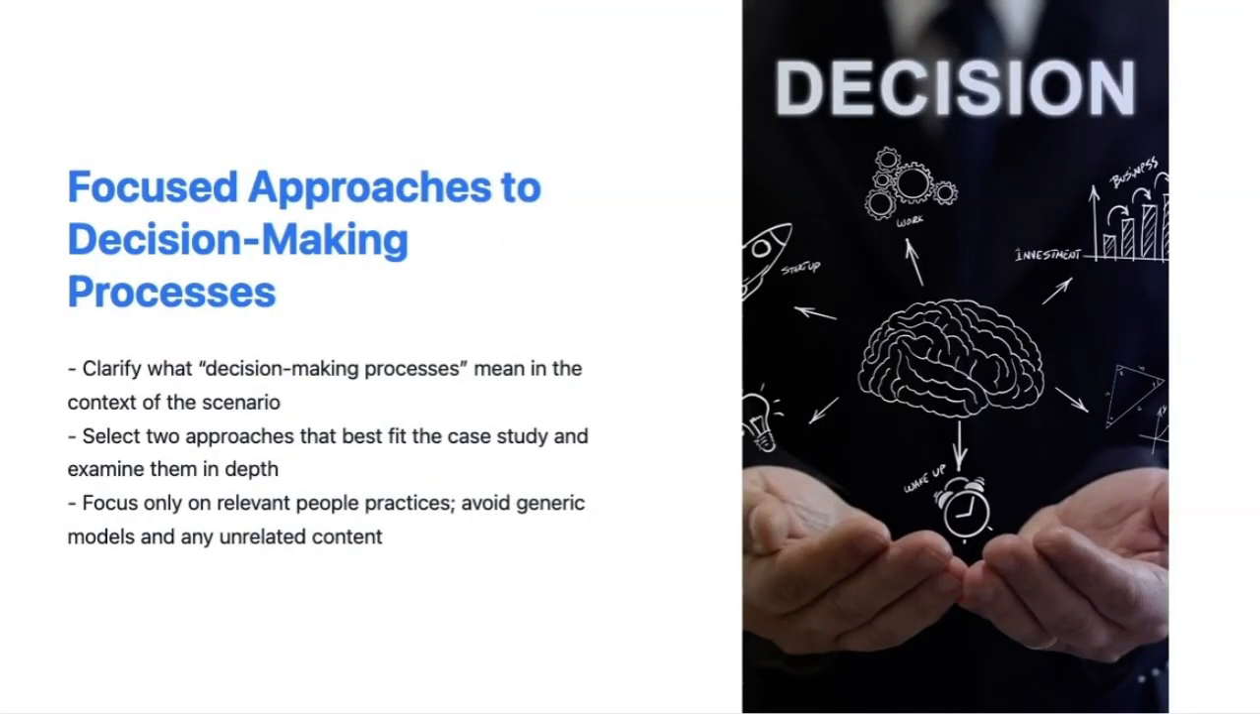So, what does decision-making processes actually refer to in this context? Focus on people practices that are relevant to the scenario. Since the question asks for two approaches, it's better to go deep rather than wide. Pick two that really fit the issues in the case study. And remember, this isn't about listing generic models or giving a surface-level summary. Stick closely to what's relevant and leave out anything unrelated.